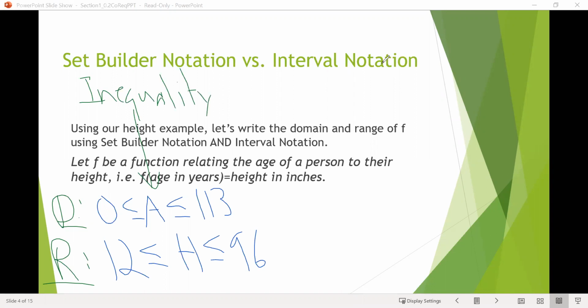Well, let's look at some other ways to write this. We can also write this in what is called set builder notation. Set builder notation is actually very similar to inequality notation, just a little bit of extra stuff you need. When you write something in set builder notation, you first start with a curly bracket, and then we put our variable. In this case, if we're doing the domain, we would put an A there. And then we put this big vertical line, which means such that.